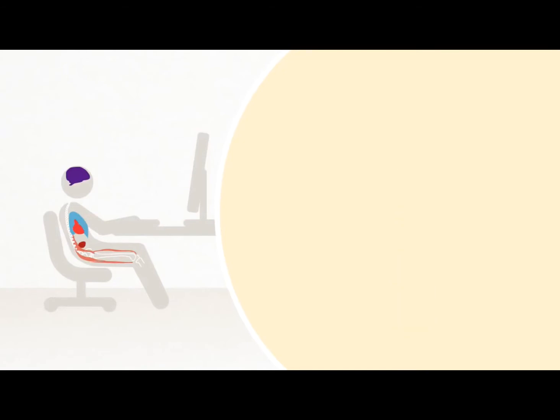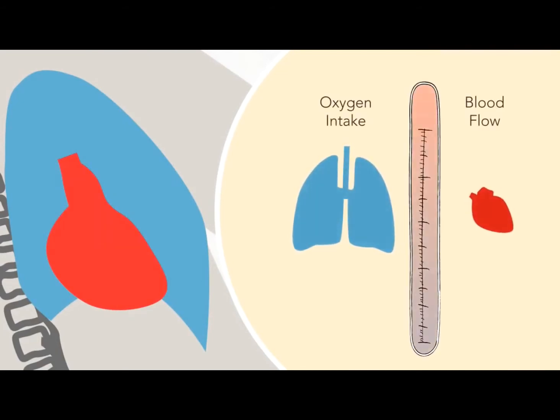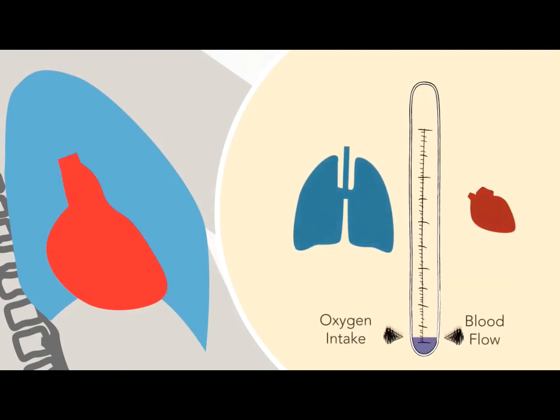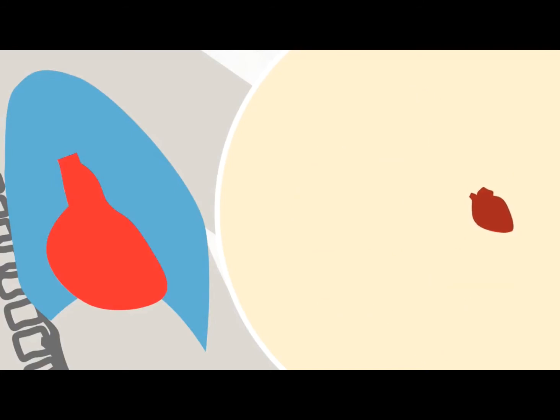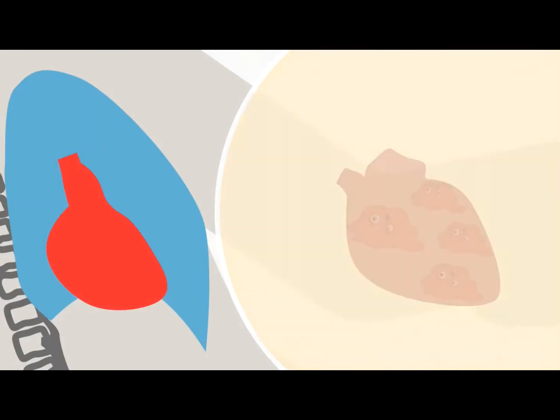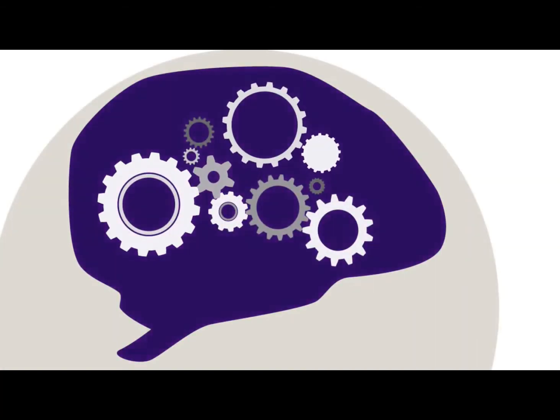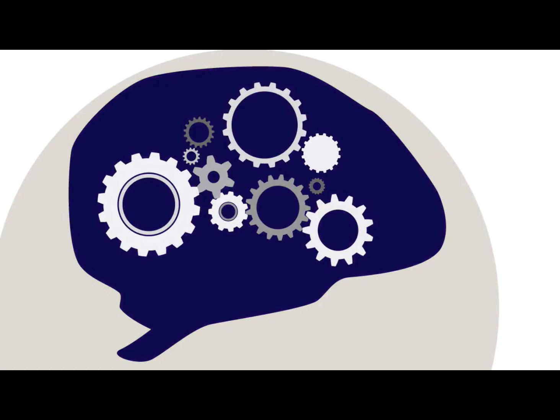As we sit for longer periods, the consequences become more serious to vital organs like the lungs and heart. Oxygen intake to the lungs decreases and blood flow to the heart slows. Prolonged sitting has even been identified as an independent risk factor for cardiovascular disease. Our brain is affected by prolonged sitting too. Blood flow to the brain slows and brain fog sets in, leaving us drowsy and unfocused.